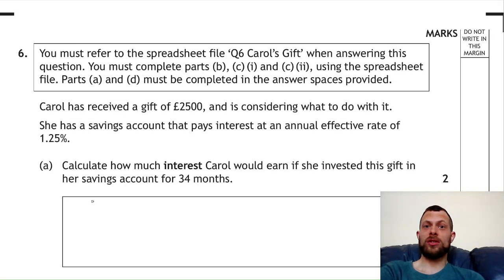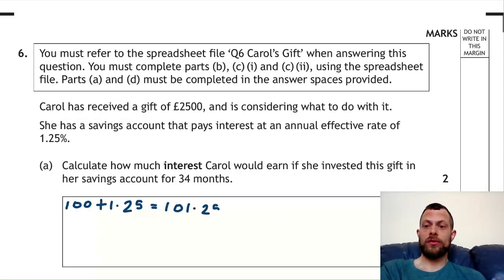On to question 6, which is using a spreadsheet, which we get electronically. But in part A, we aren't using the spreadsheet, we're doing it on paper and with a calculator. So how much interest would Carol earn if she invested this gift of £2,500 for 34 months? And the interest rate is 1.25%. So the first thing we will do is change this 1.25% into an interest multiplier.